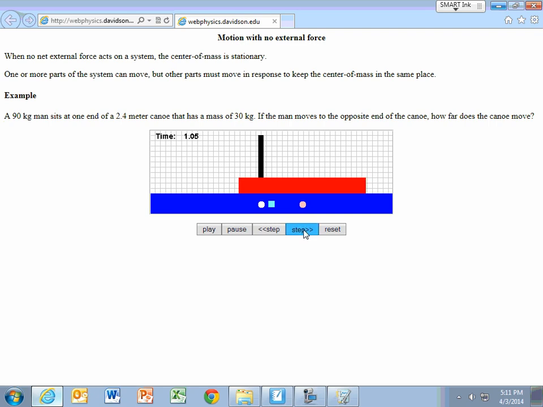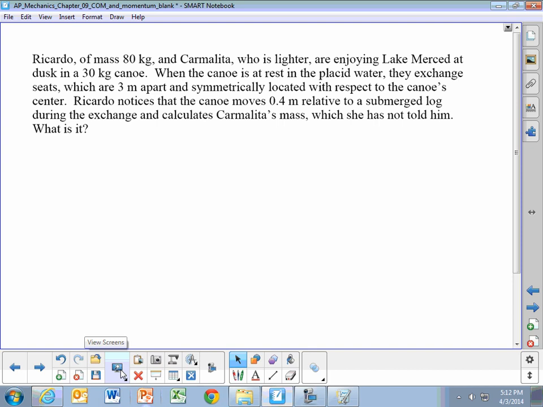And so we can see that the man is moving to the right and the boat is moving to the left. But because the net external force is 0, the center of mass is staying at exactly the same location. And so that we have the center of mass being at the same spot. So the boat moved one way, the man moved the other way, but the center of mass was not changing. So that's what we're going to have in this problem that we're looking at.